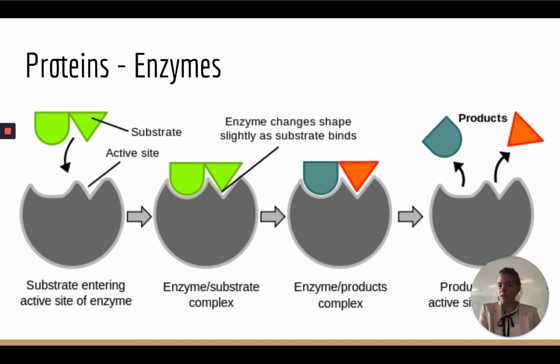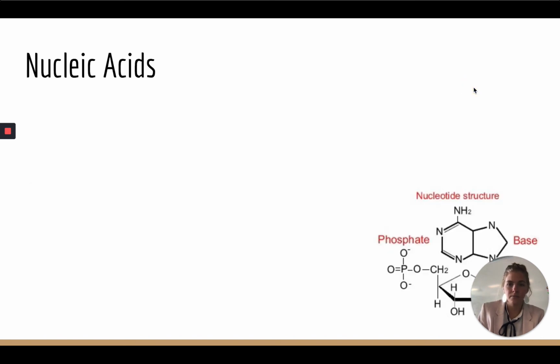Enzymes work in kind of a lock and key mechanism. You don't need to know too much about this right now, but as you can see, there's this substrate and an active site. What happens is enzymes bind in here to make things happen quicker. We'll talk about more of that later.